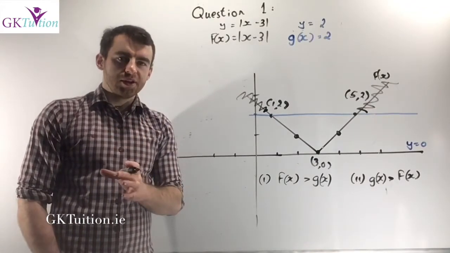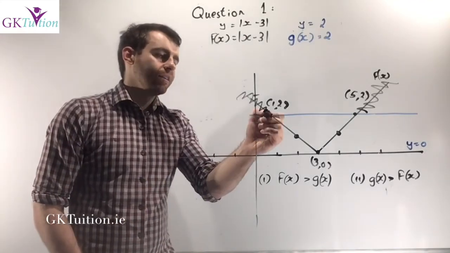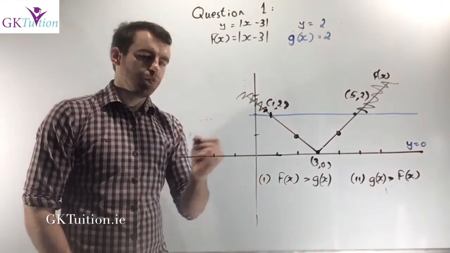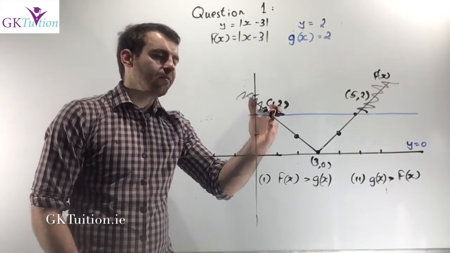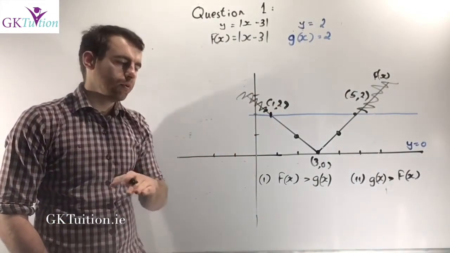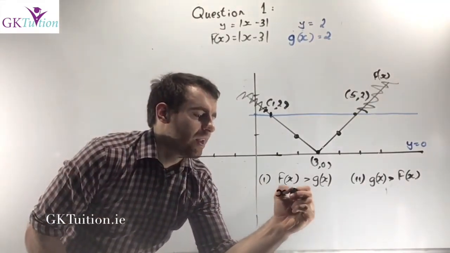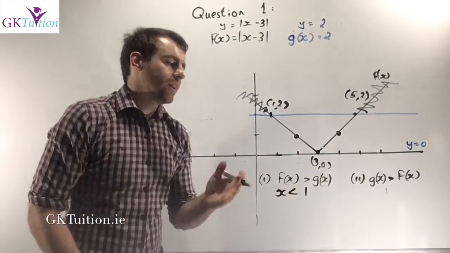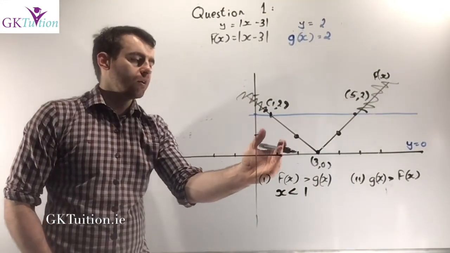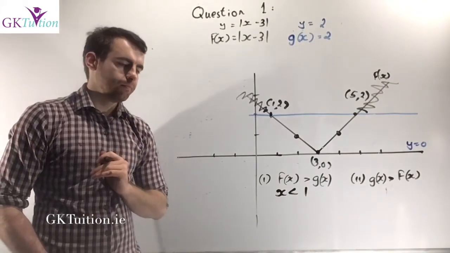I was asked for the range of values of x, so I'm only concerned with the x values. At this point, x is equal to 1. So any x value to the left of 1, the black line will be above the blue line, which means one of the answers to part 1 is that x is less than 1. If I take an x value less than 1, I'm talking about to the left of 1, the black line will clearly be above the blue line.